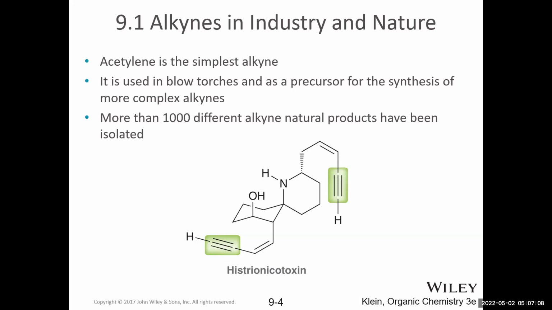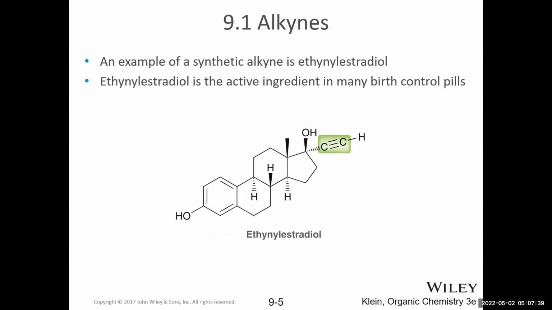There are many different natural products that have been isolated that have alkynes in them. For example, histrionicotoxin, which is found in the skin of frogs. So it's a toxic substance found in the skin, and native peoples would rub it on their spears and things like that, to injure their prey more effectively.